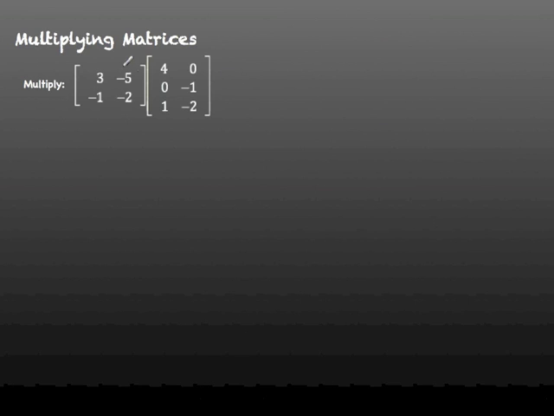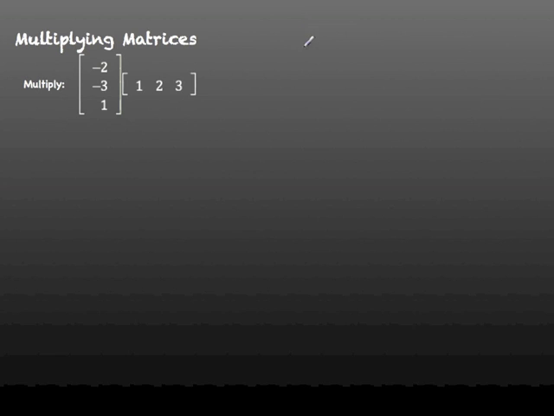So again, let's check to see if we can multiply here. Again, there's A, there's B. A is 2 by 2. B is 3 by 2. Well, my rows and columns don't match up, so we can't multiply these. Since the 2 and 3 aren't the same number, we can't multiply.